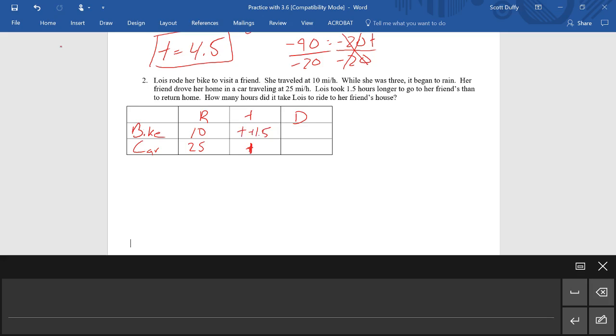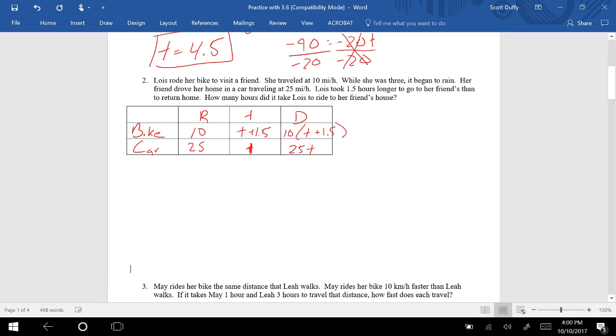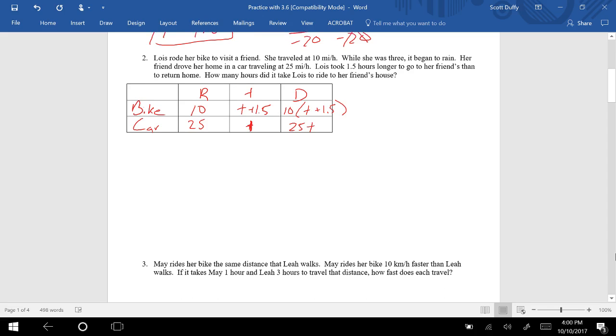So the distance would be equal to R times the T, 10 times T plus 1.5, and then R times T is 25T. We know they have to be the same distance going home and going to the place. So we take 10 times T plus 1.5, and that equals 25T. Take 10 times T, which is 10T. 10 times 1.5 is 15. That equals 25T.